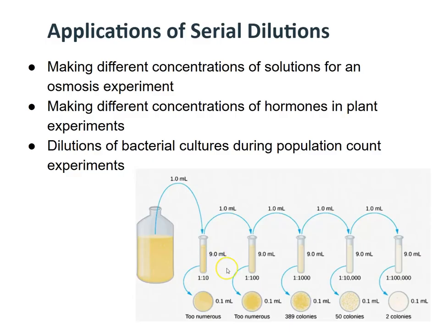And it's not always a 1 in 10. This keeps showing a 1 in 10, but it could be a 1 in 5, a 1 in 6, a 1 in 3. It depends on the experiment. But that would still mean the same thing. If it was 1 in 3, it'd be 1 part, whatever you're transferring from the previous container, and then the other 2 parts to get to 3 would be water, for example.